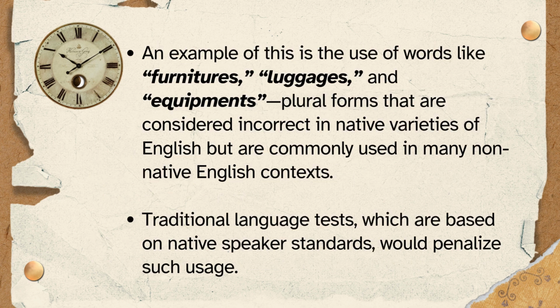So, we have here an example. Furnitures, luggages, and equipments are plural forms that are considered to be incorrect in native varieties of English, but they are most commonly used in many non-native English contexts. Traditional language tests, which are based on native speaker standards, would penalize such usage. Why? Because they are adhering to the standard grammatical rules set by native speakers. However, world Englishes researchers argued that these forms are acceptable and meaningful within the local linguistic environments where they are used, challenging the rigidity of conventional language assessment.